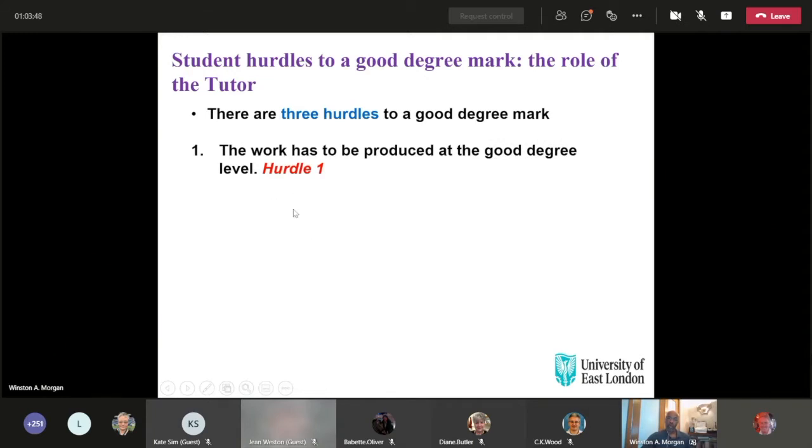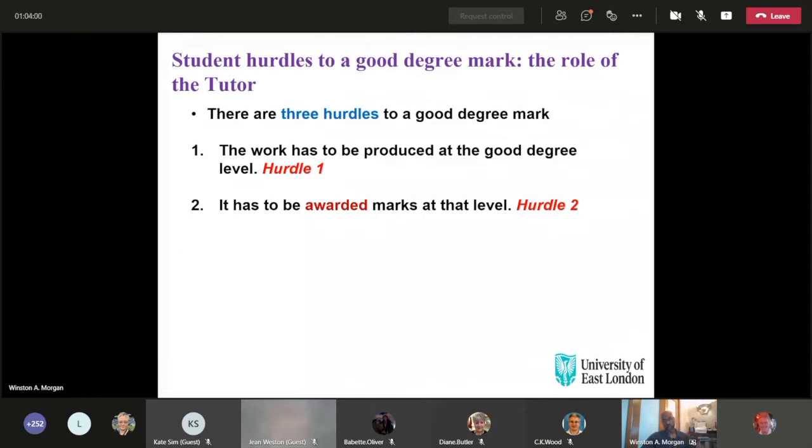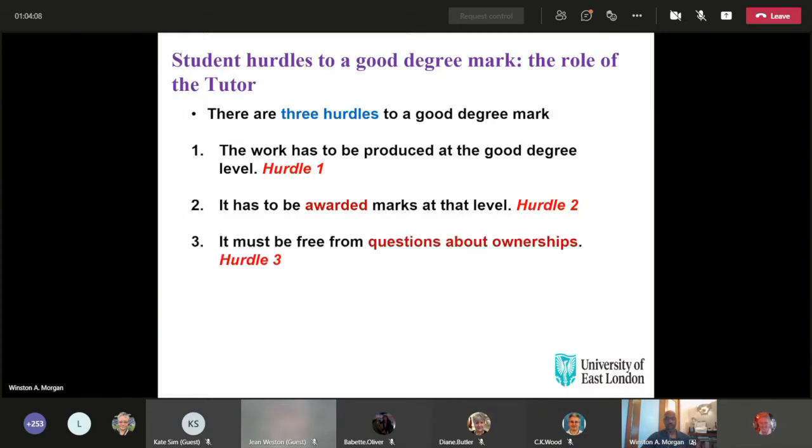the work that the student produces has to be at the good degree level. That sounds obvious, but is it actually a hurdle? You have to get a student up to that level. The next thing is it has to be awarded a mark at that level. So not only does the student have to do the work at the level, the tutor has to decide, has to agree, that this work is at that level. And that's not as simple as you might think. And then the final one: the work must be free from questions about ownership.